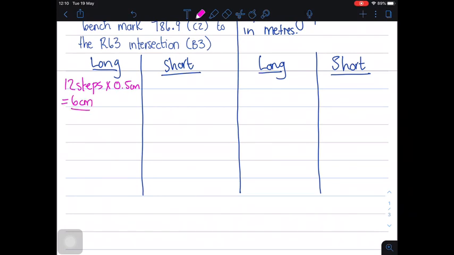Now I have a distance on the map, and I can take those 6 centimeters and I can times it by the scale, times by 50,000. That will then give me 300,000 centimeters. And obviously this is the answer from the benchmark to the intersection, but we need to put it into kilometers to make it a more useful unit.